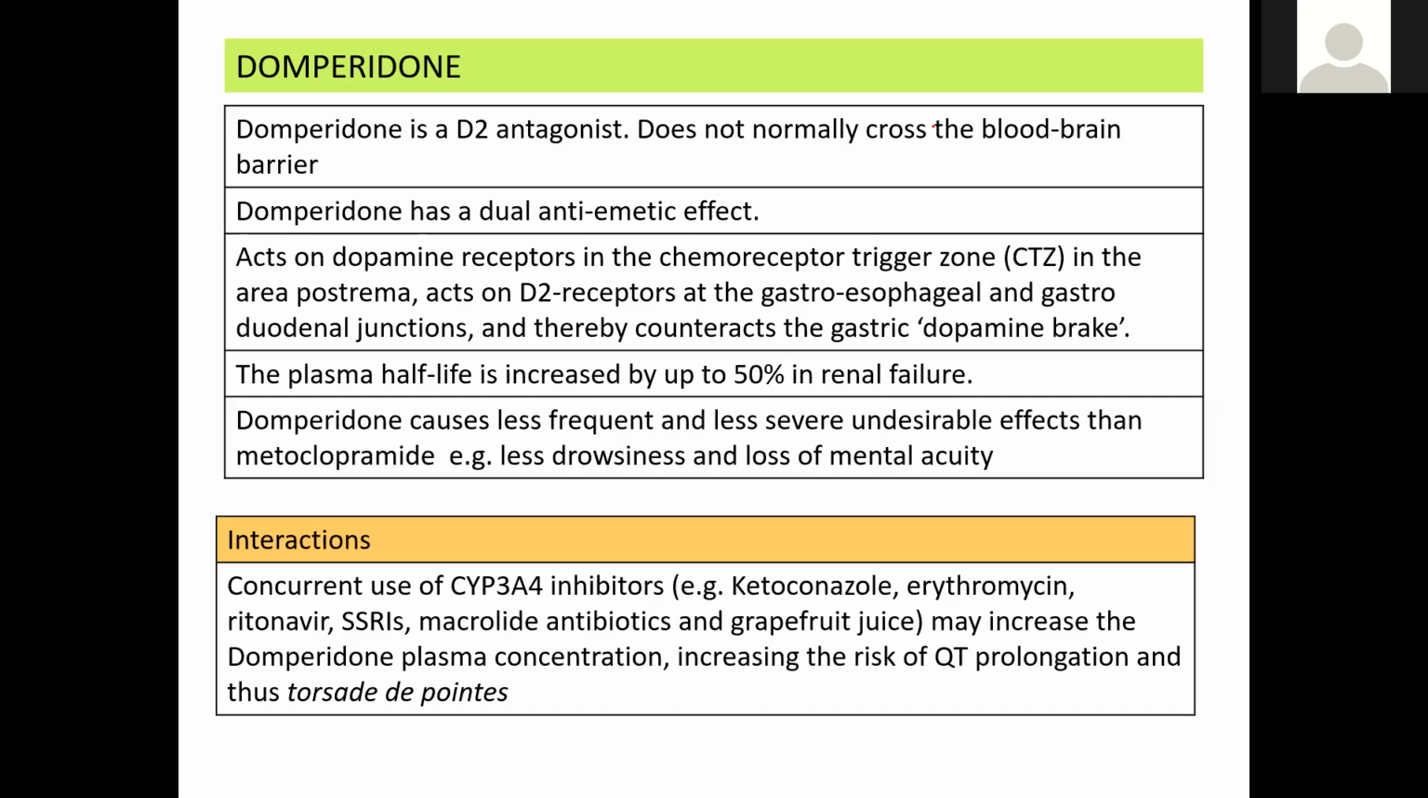And it has a dual anti-emetic effect. It acts in the CTZ as well as in the GIT. And again, like metoclopramide, it acts by releasing the dopamine brake. It has slightly fewer undesirable side effects than metoclopramide because it causes drowsiness, etc. And on the practical side, I don't think metoclopramide itself causes drowsiness from a practical point of view.